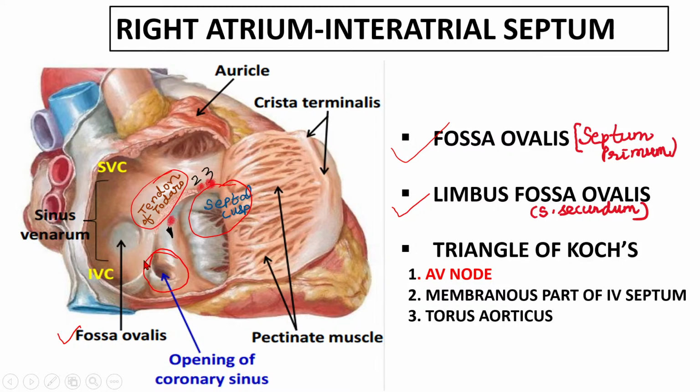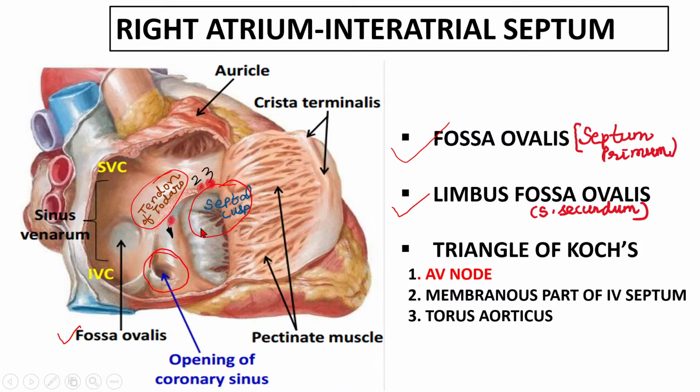So, this is the triangle of Koch bounded by the tendon of Todaro, coronary sinus and septal cusp, and the important feature is that the AV node is located in this triangular area. So, during surgery, when we want to preserve or do not want to injure the AV node, we have to be clear about this triangle of Koch.